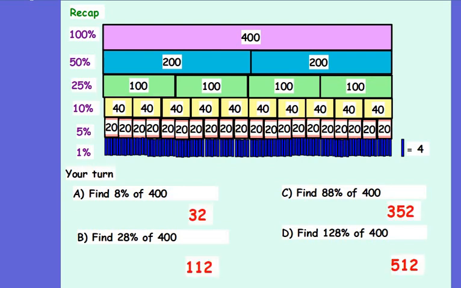And these are the answers I was looking for. Please check your work and see how you did. 32 could be made by 8 lots of 1%, 8 times 4 is 32. 28% could be made from 2 lots of 10% plus the 8%, or you could have picked the 25% and added on another 3. To make 88% you needed a 50% plus 3 lots of the 10% plus a 5% plus 3 lots of the 1%, which would give you a 352. And 128% of 400 would give you 512.